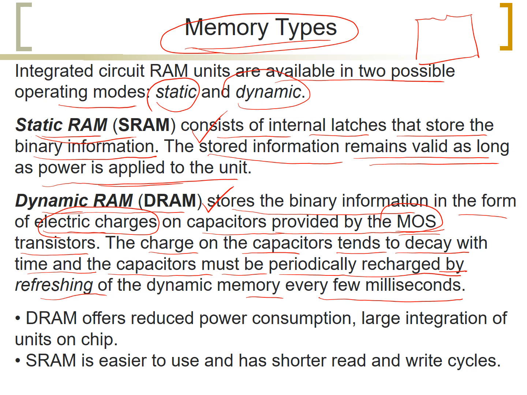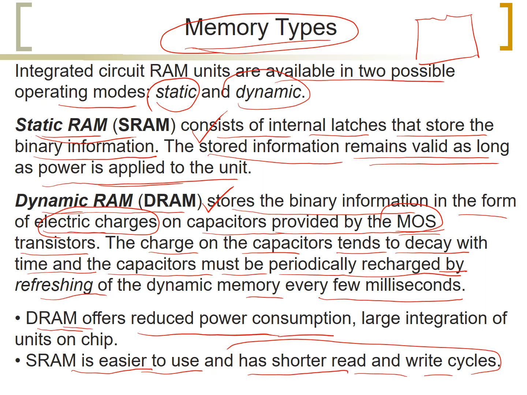The static RAM is easier to fabricate and has shorter read and write cycles. However, the dynamic RAM offers reduced power consumption, which is very important for chips, and it allows larger integration of units on the chip. Therefore, the DRAM is much more commonly used than the static RAM.